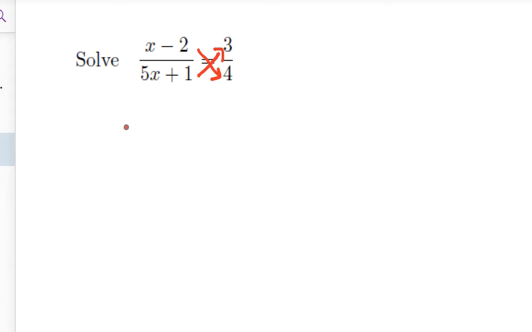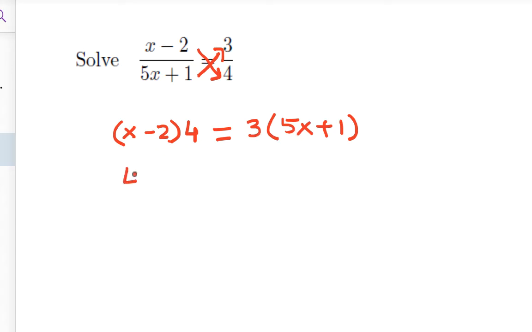So what do we get? We have (x minus 2). Now make sure you're keeping your parentheses. Multiply by 4 on the left hand side. This equals 3 times the expression (5x plus 1). Now let's go ahead and distribute the 4 on the left hand side and distribute the 3 on the right hand side. So on the left hand side, what do we get? 4x minus 8 equals 15x plus 3.